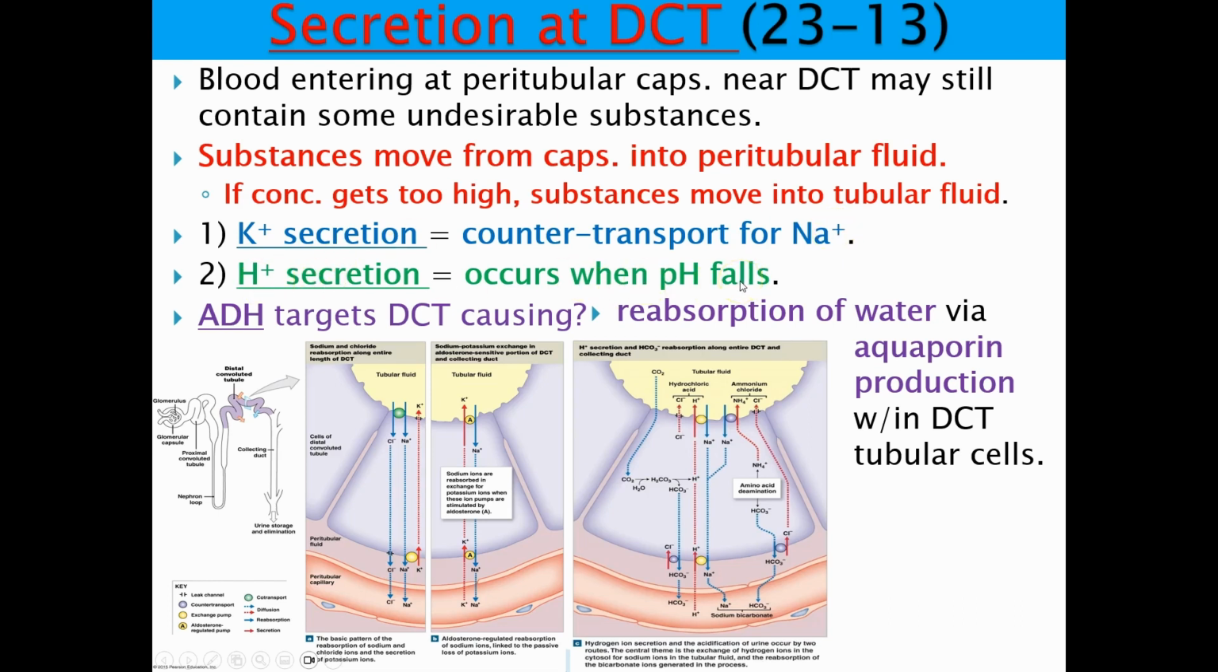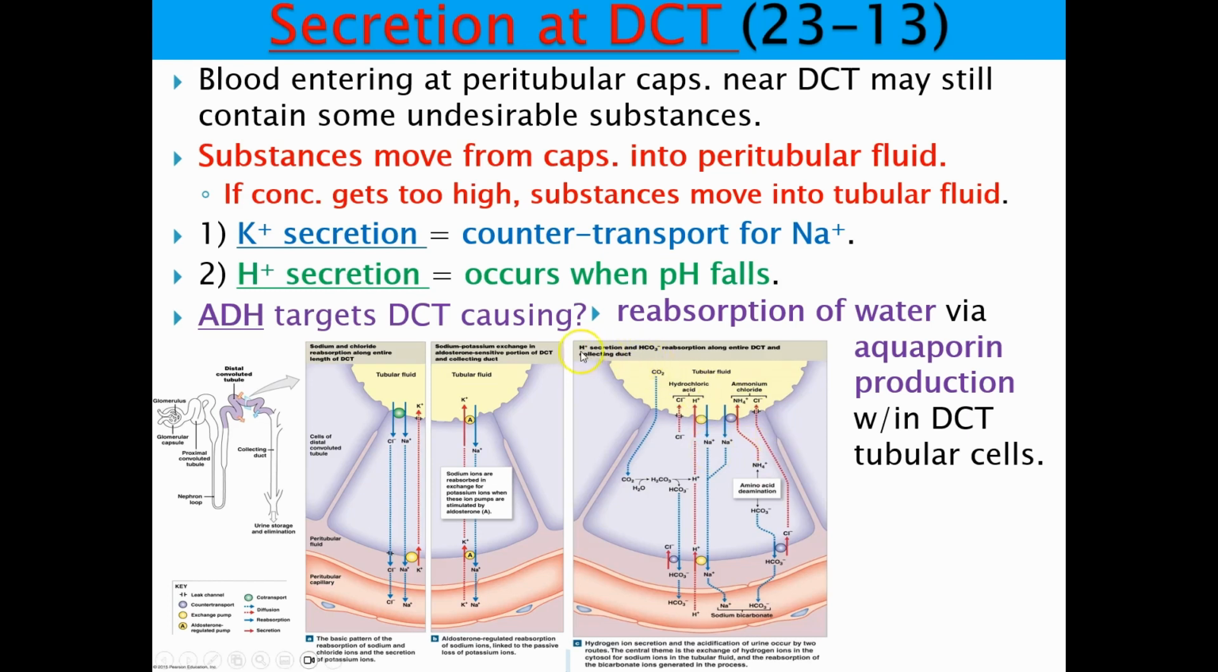Now, on the flip side, just be aware, if our pH was really high, let's say we had a high pH or a basic pH, we would have H plus reabsorption and we would have bicarbonate secretion that ends up occurring there. All right, and they kind of show that here. So notice H plus secretion and HCO3 reabsorption along the DCT and collecting duct. This is how we're going to regulate our pH.